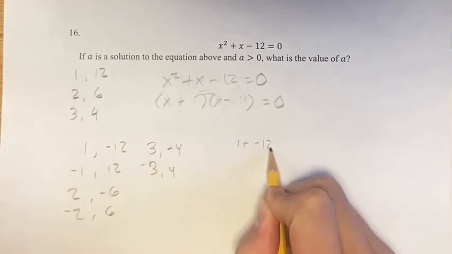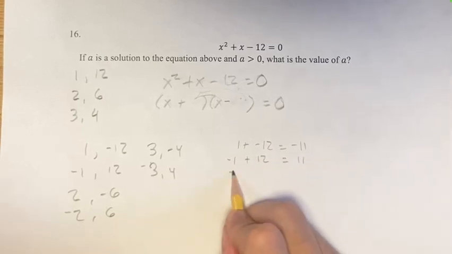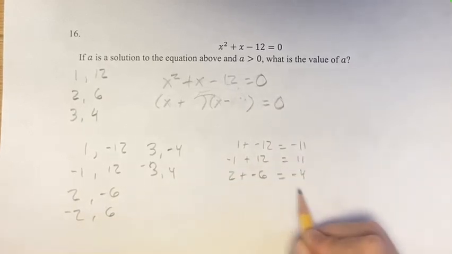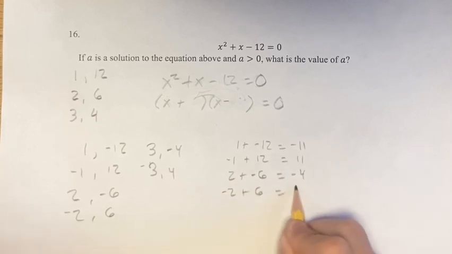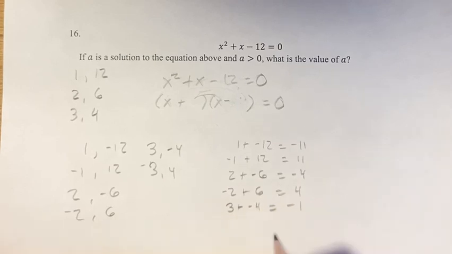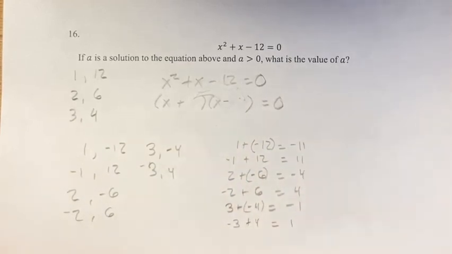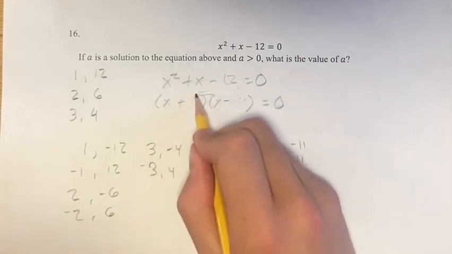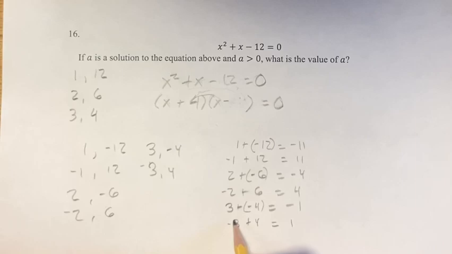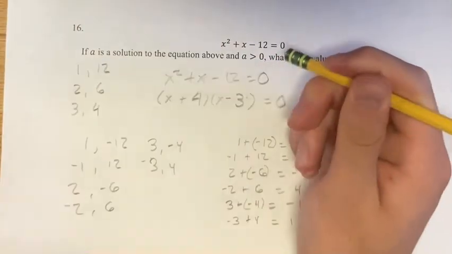1 plus negative 12 is negative 11. Negative 1 plus 12 is positive 11. 2 plus negative 6 is negative 4. Negative 2 plus 6 is positive 4. 3 plus negative 4 is negative 1. And then negative 3 plus 4 is equal to 1, right? And that last one is what we're looking for. So therefore, we know that our positive number is going to be 4, so x plus 4. And our negative number is going to be negative 3, so x minus 3. And now we can find our solutions of this equation.